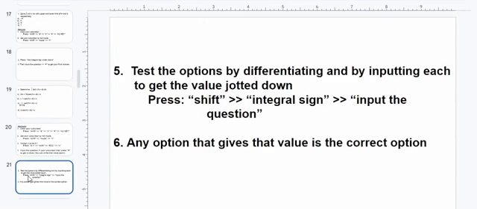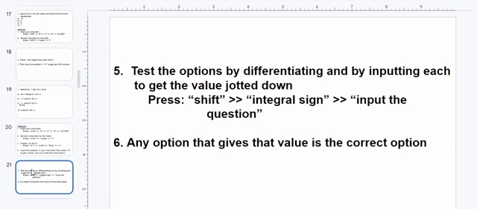I said test the options by differentiating and inputting each to get the value, jotted down. Now you are going to be testing the options by differentiating. When I was explaining integration, I said integration is the reverse of differentiation, right? So it's just like you're differentiating the answer to see its reverse, because the reverse actually is minus 1.4687. So any option that gives you minus 1.468 is the answer.